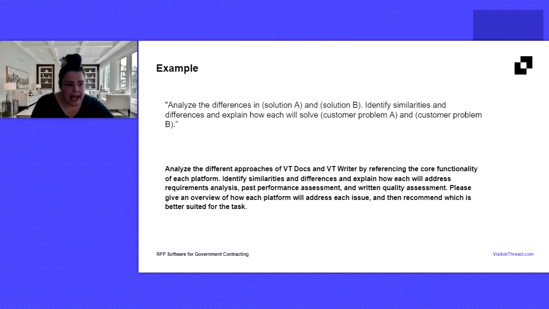Looking at our example, a very easy format: analyze the differences in solution A and solution B, identify similarities and differences, and explain how each will solve customer problem A and customer problem B. In this situation, there are two solutions. Tell me what's similar about them, what's different, and how each of them is going to approach this problem. What you'll see in the example I'm going to show you live is a comparative prompt, and you'll see that naturally you take the next step when you define how you're going to solve customer problem A and customer problem B.